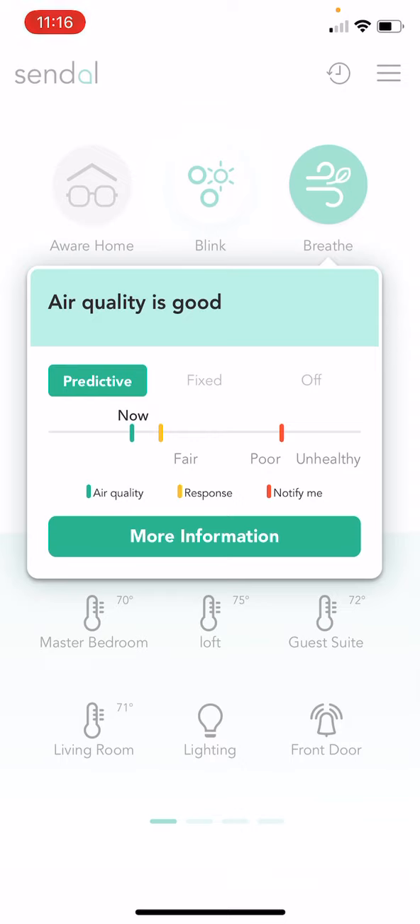This first screen, when you lean into the Breathe service, is informative to the user. It tells them the air quality in their home at the current time is good. As you see the slider down in the middle, you see that it was showing under the predictive mode the indoor air quality now at the present time.